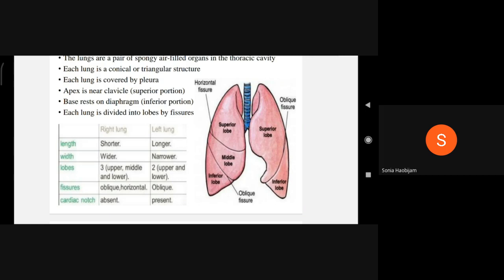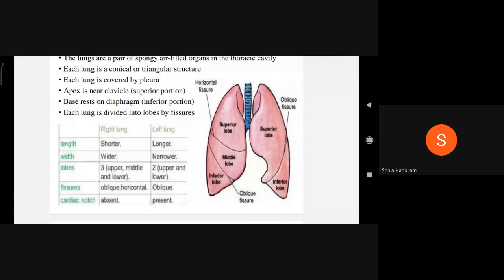You can see here in the picture, the horizontal fissure is dividing the upper lobe and middle lobe, and the oblique fissure is dividing the middle lobe and the lower or inferior lobe. And in the left lung there is only one fissure dividing it into two, that is the oblique fissure, which divides it into superior and inferior lobe, or upper and lower lobe.